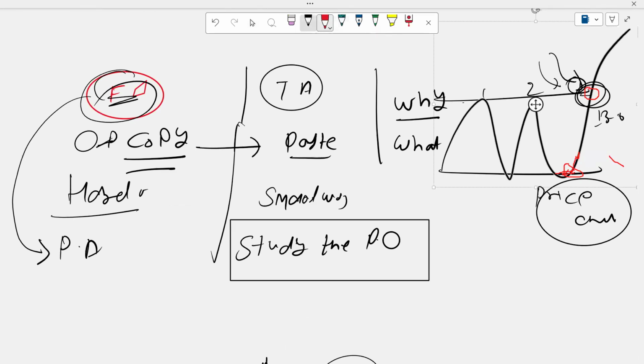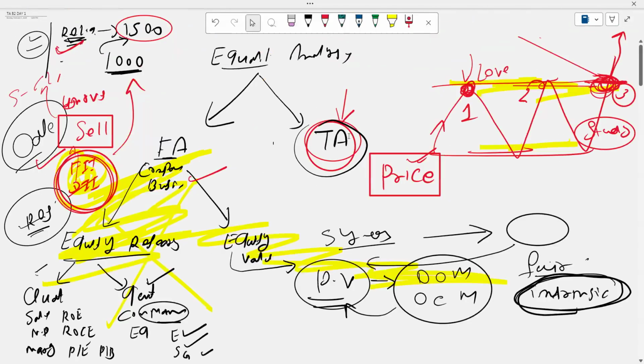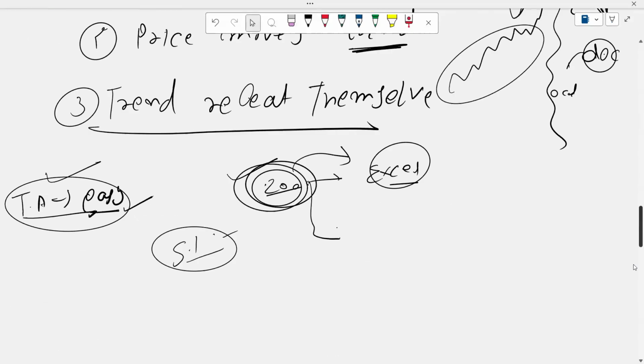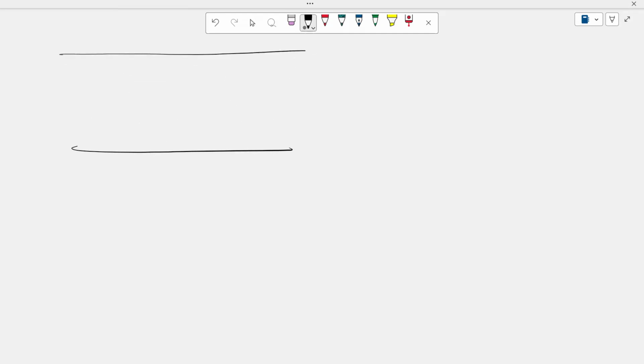No. Actually, I'm just telling you that these supports are created based on demand and supply. And these levels are known to everyone. Suppose this is a level. So you are asking me whether you should buy on the support or the resistance.